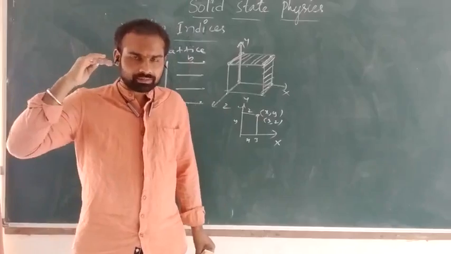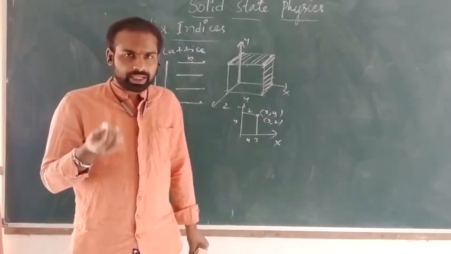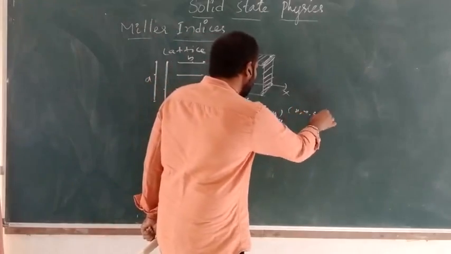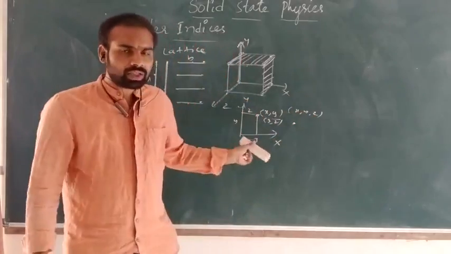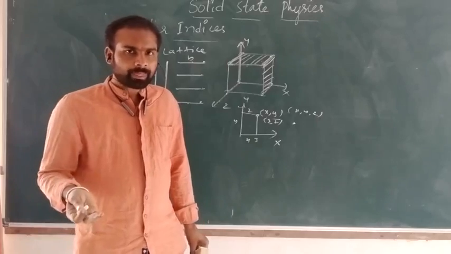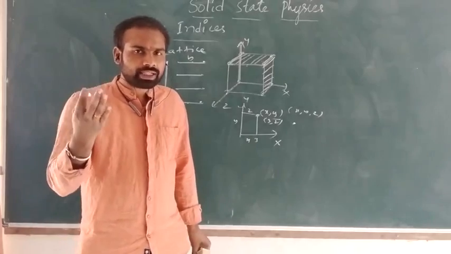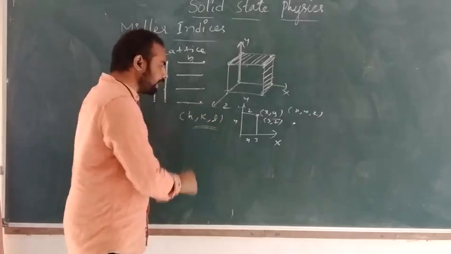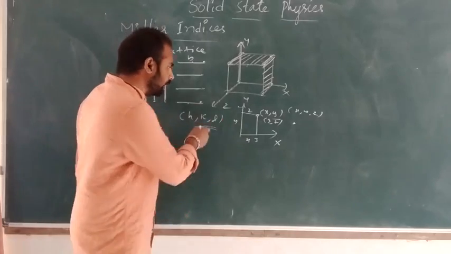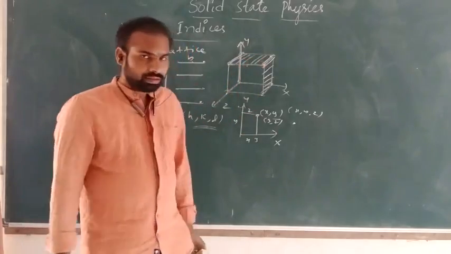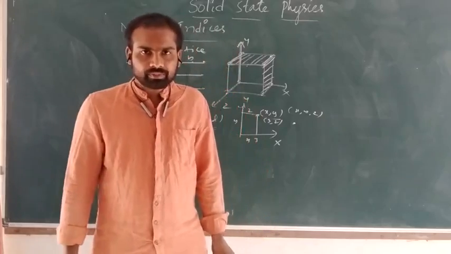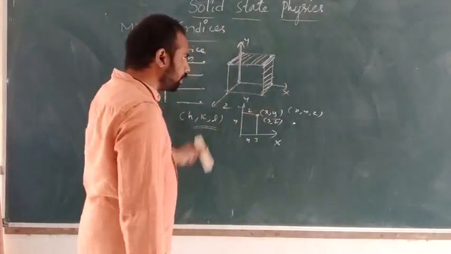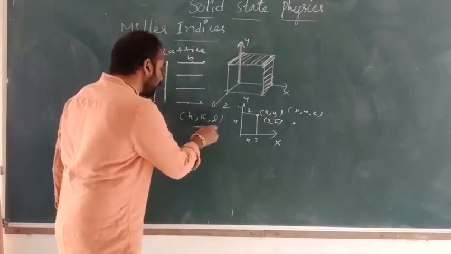According to Miller, he found the solution for this. He gave some integers, similar to the coordinate system, x comma y comma z, which represents a point in three-dimensional or two-dimensional space. Similar to that, Miller gave three smallest integers named h, k, l. These are the three smallest integers that give the representation of the plane in three-dimensional space. So we designate this plane in the coordinate system by using the smallest integers.